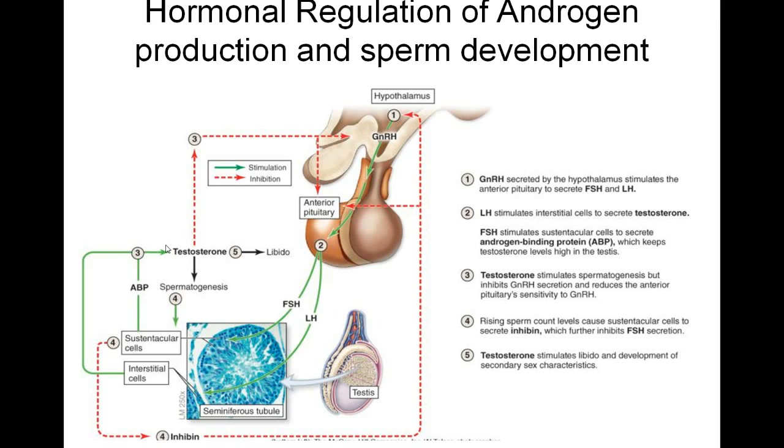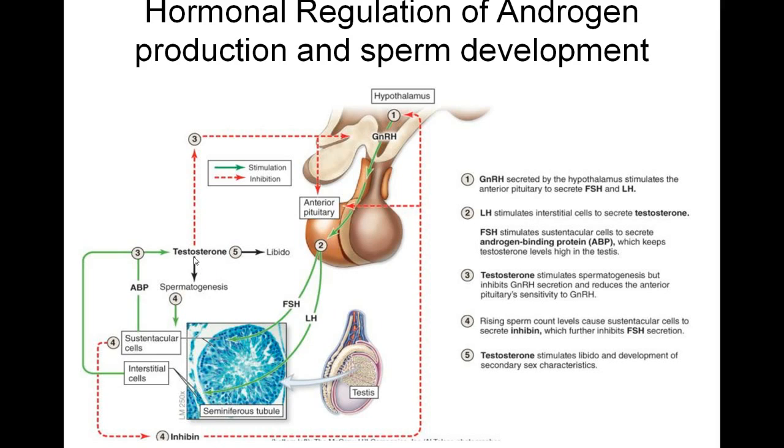So the testosterone does a couple things. One thing it's going to do is cause male secondary sex characteristics and libido. It's also going to come down and cause spermatogenesis. And so here we go, we're going to make sperm.